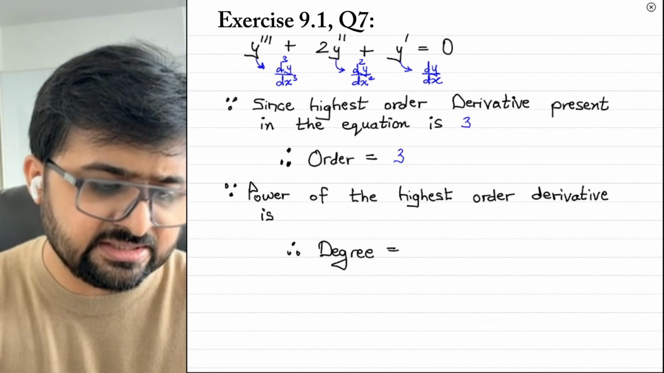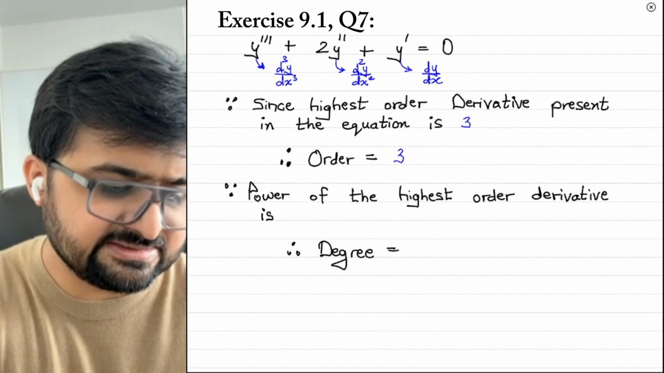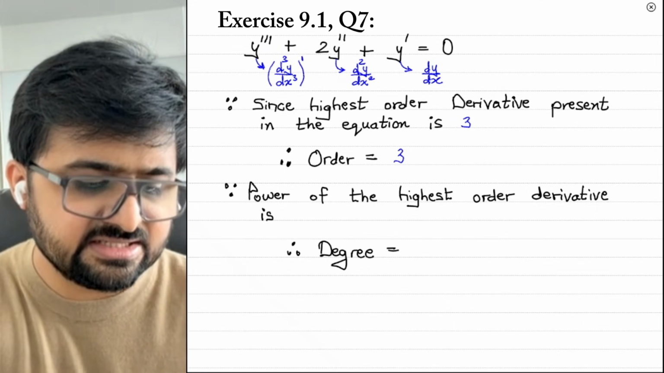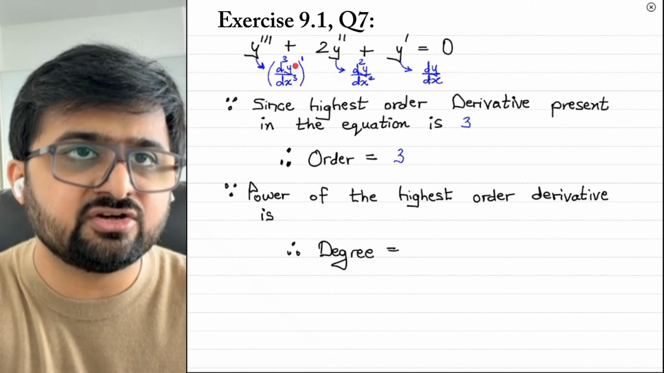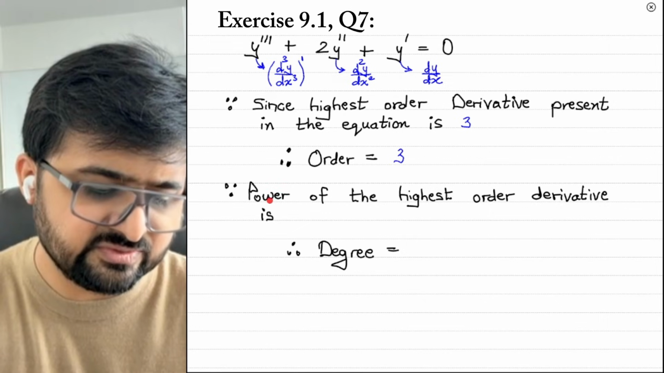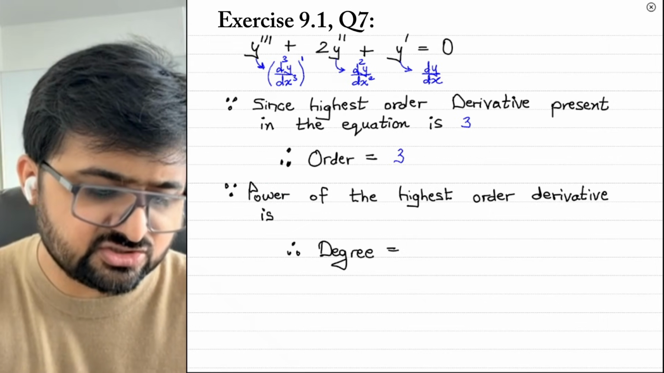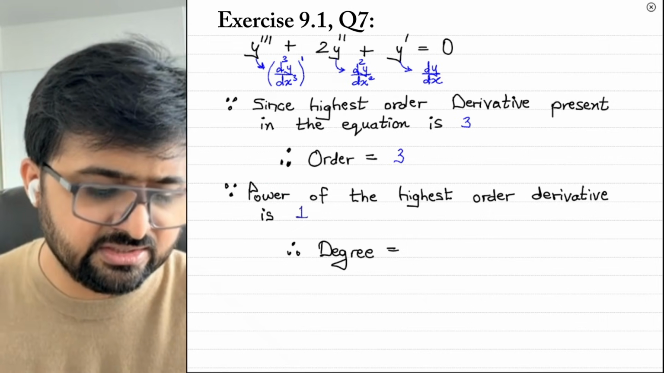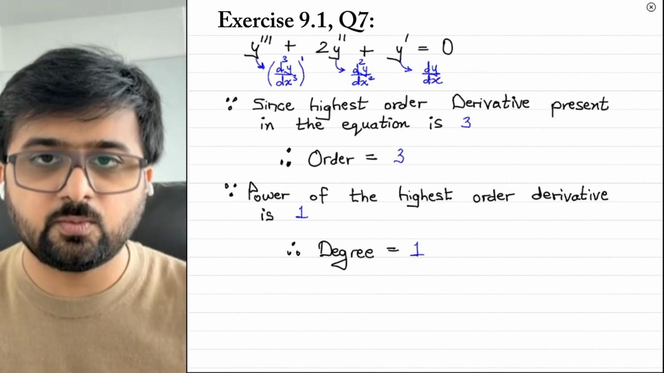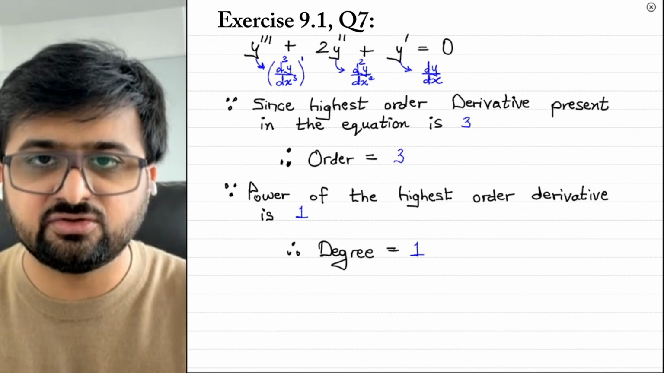Now let's look at the degree. Degree is always the power or exponent of that highest order derivative. In this case, the power of that highest order derivative, which is d³y/dx³, is 1. So the power of the highest order derivative is 1. Therefore, the degree of this differential equation is also 1. I hope that makes sense so far.